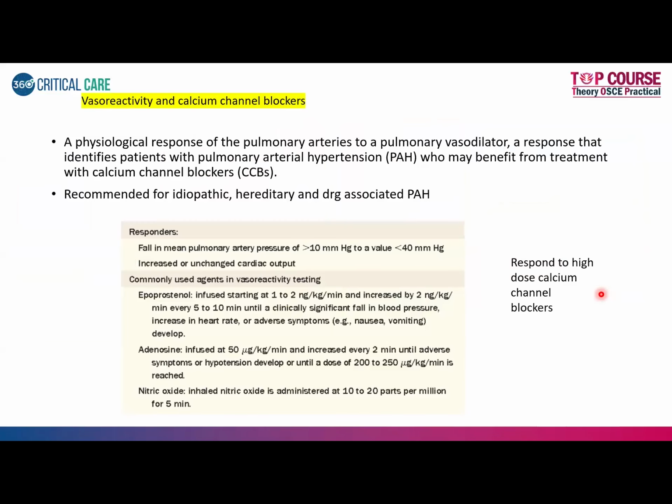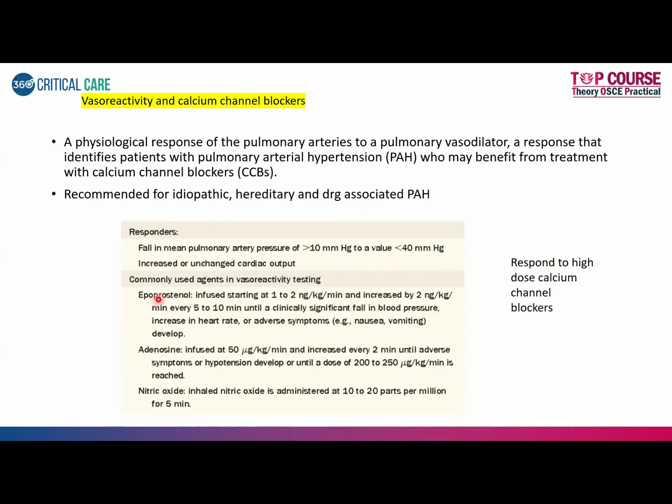And what is vasoreactivity and calcium channel blocker? It is a physiological response of the pulmonary artery to a pulmonary vasodilator, a response that identifies the patients with pulmonary artery hypertension who may benefit from treatment with calcium channel blockers. It is recommended in idiopathic, hereditary, and drug associated PAH. So the responders are who? Responders are those with a mean pulmonary artery pressure falling by more than 10 millimeter of mercury to a value of less than 40 millimeter of mercury, with increased or unchanged cardiac output.